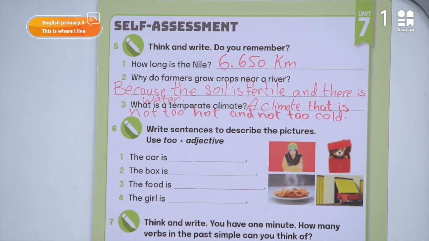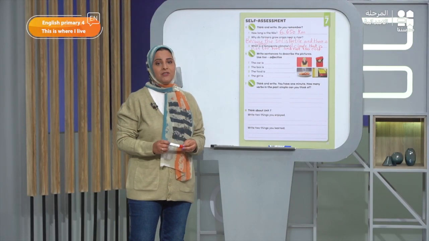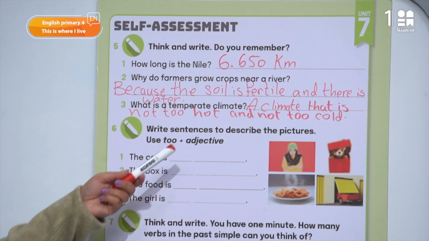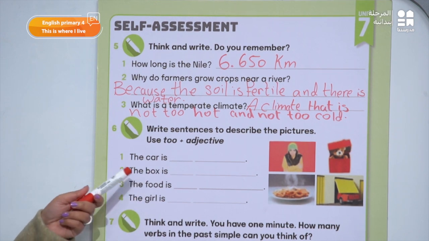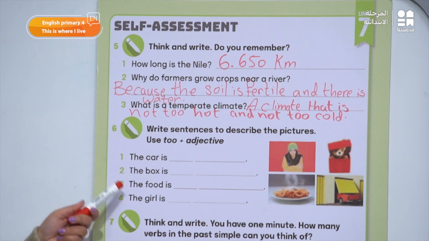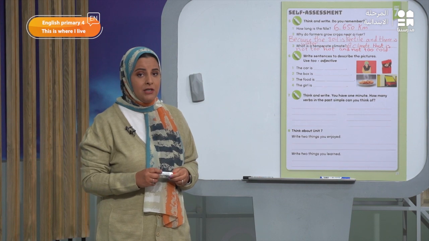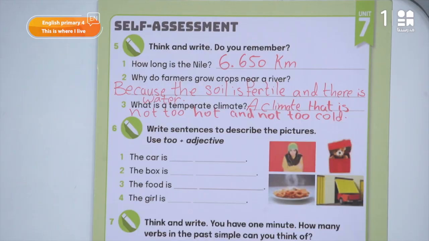Now in exercise number 6 you are going to write sentences to describe the pictures. لما أقول describe معناها إن أنا هستخدم adjectives. إحنا قلنا المرة اللي فاتت هستخدم كلمة too instead of very and an adjective to describe each picture. So let's look at the pictures. The first one, the car is. Number 2, the box is. Number 3, the food is. And number 4, the girl is. So look at the pictures and let's write down too plus the suitable adjective.